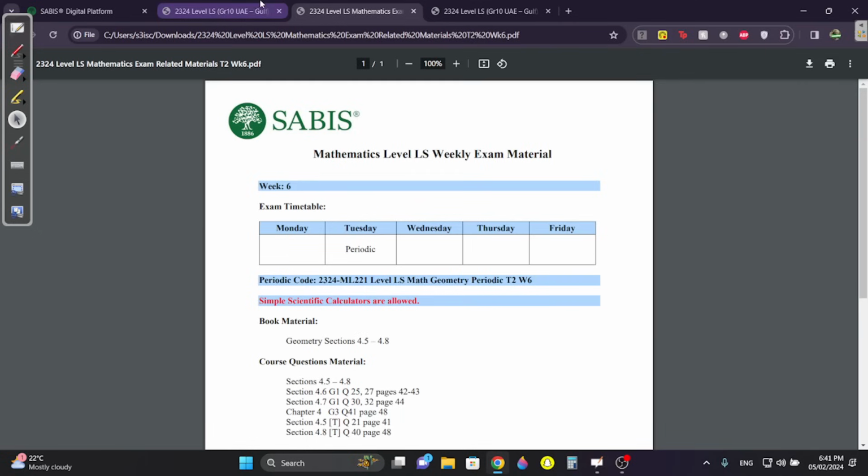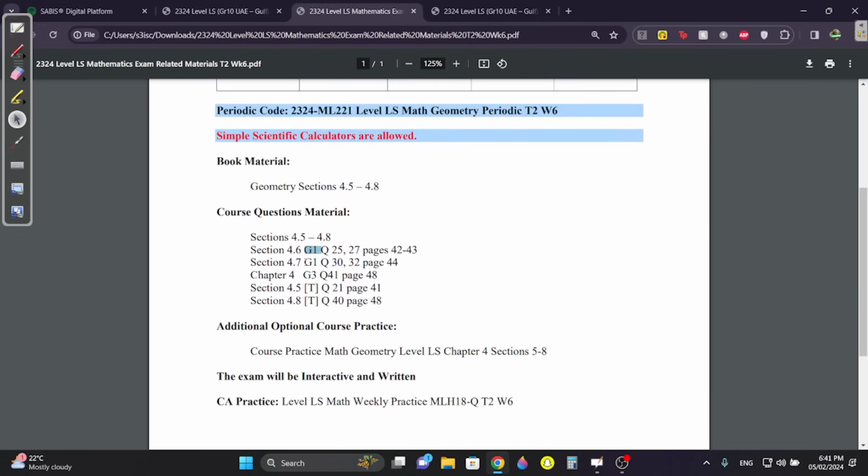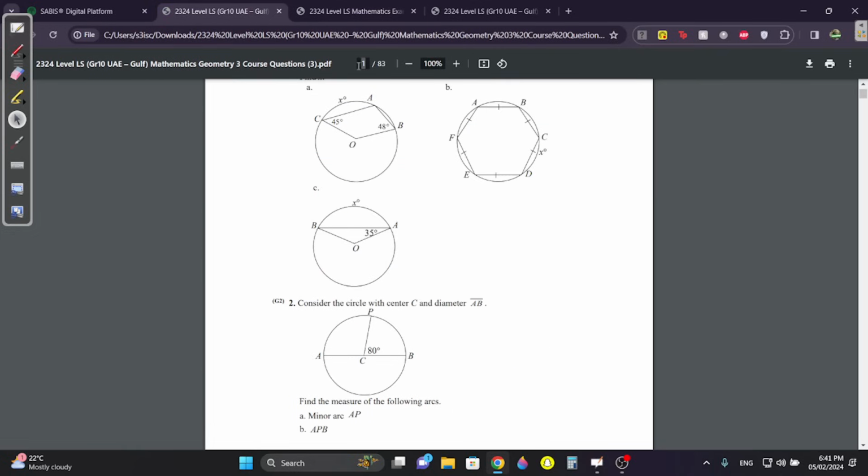Okay, let's start. We have grid number 1 from 4.6. Sorry, no, we have question 25, question 27, question 30, 32. They make up 5 grids, which is important. Page 42.